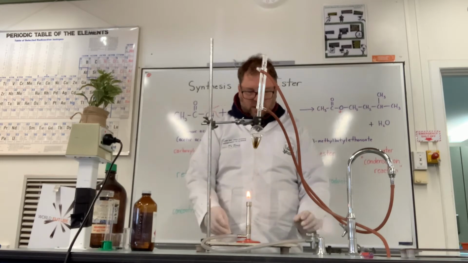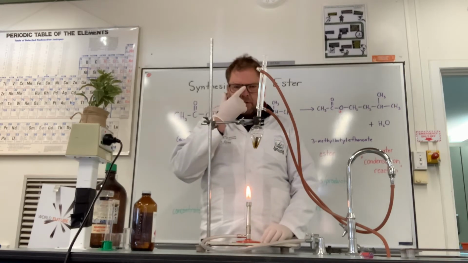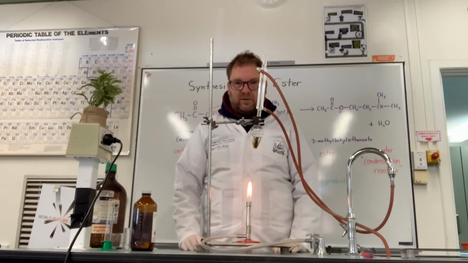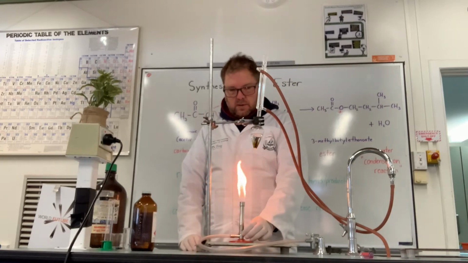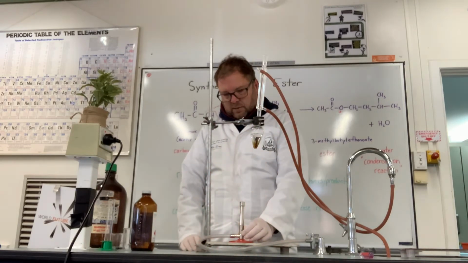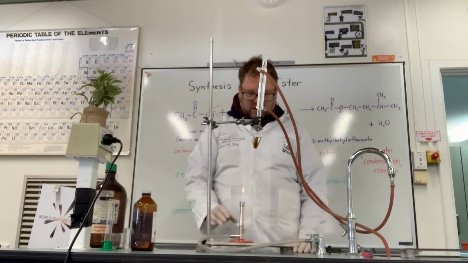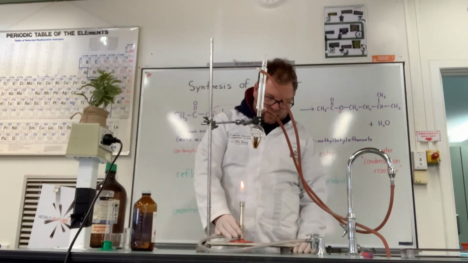There we go. I think this bench is sort of at the end of the line for the Bunsen burner, so sometimes the gas takes a while to come through. So I'll just let that get a better steady flow of gas, and then we'll start. Oops. Just need to get the gas going a bit steadier, and then I'll move it around to the blue flame.